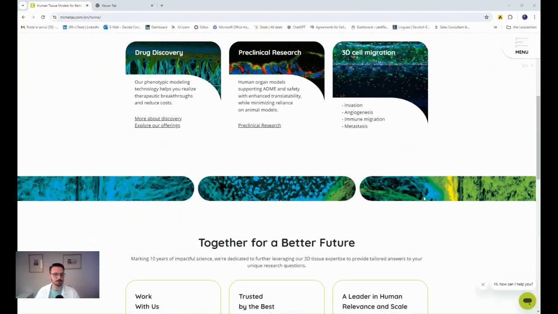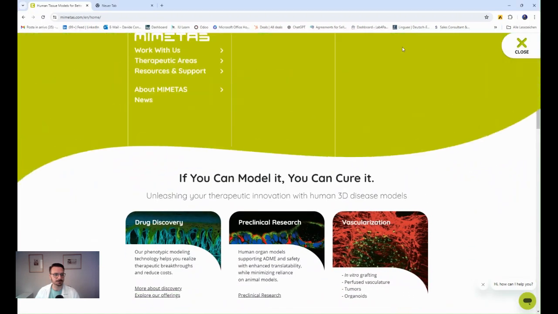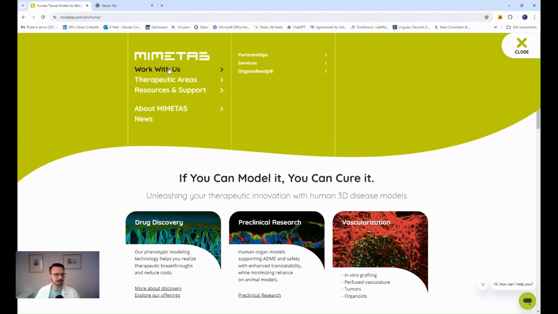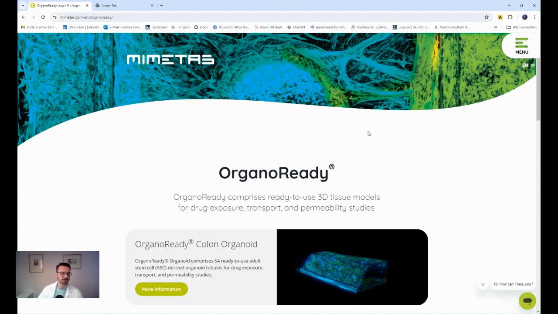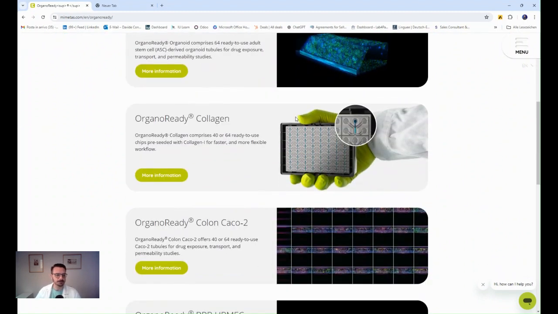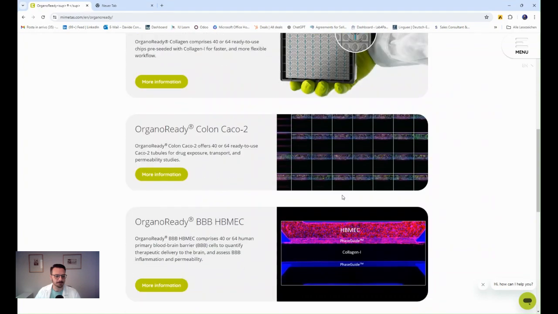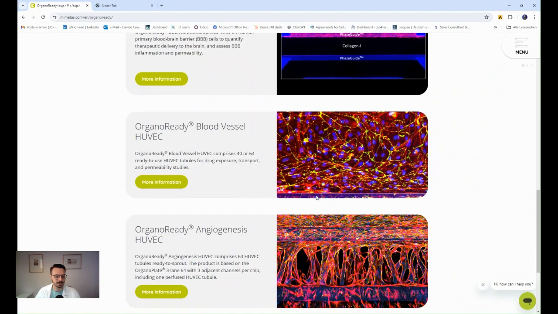This is the homepage, and if we go on the menu and organ-on-chip, then we will find their range of products. They obviously have a lot of services, but they have these really particular kinds of plates with 40 or 64 ready-to-use chips that are precoated with collagen 1, but there are a lot of different configurations that can be adopted, and this is quite interesting.